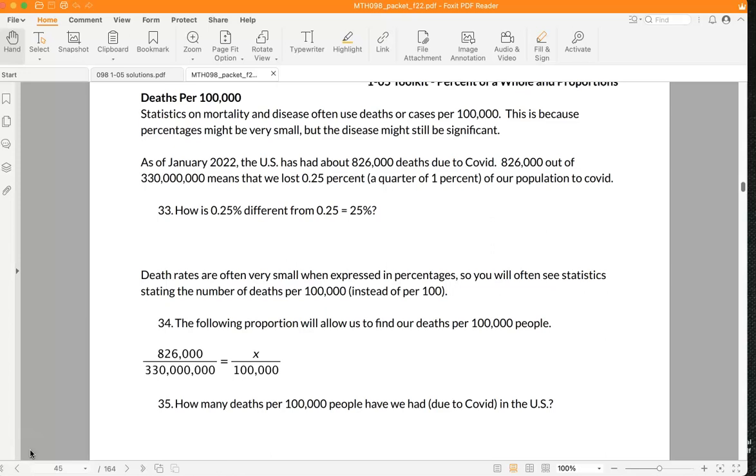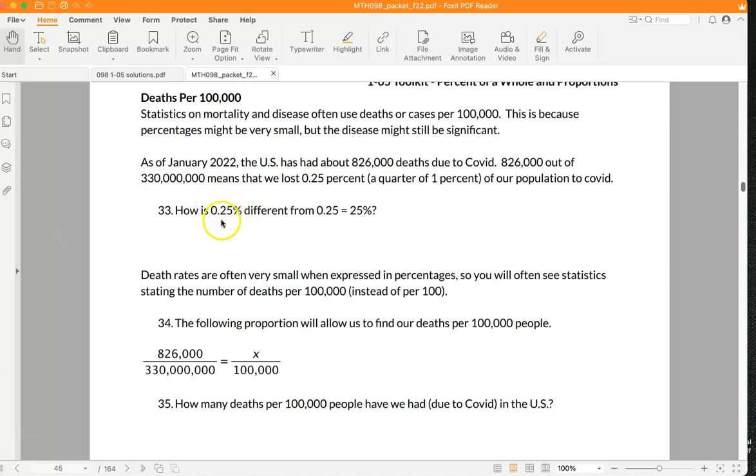As of January 2022, the US has had about 826,000 deaths due to COVID. 826,000 out of 330 million means that we lost 0.25%, a quarter of 1% of our population to COVID. First question is, how is 0.25% different from 0.25, which is actually 25%? I do have students sometimes get mixed up on questions like these.